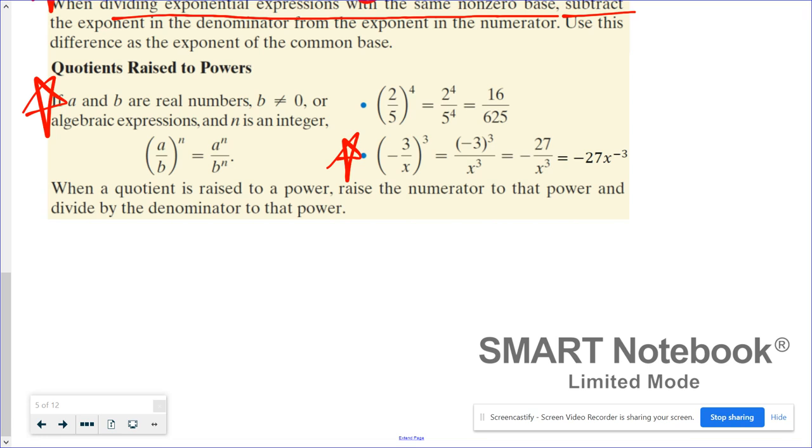And they're raising that quotient to the 3rd power. So they're taking -3 to that 3rd power, x to that third power. Negative 3 to the third power is negative 27. Okay. Negative 27 over x to the third power is not a power function. We're going to rewrite it using a negative exponent.